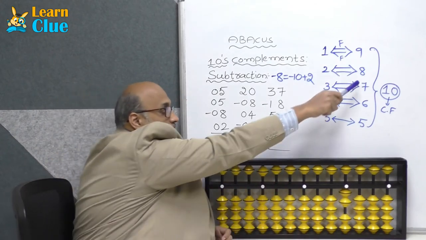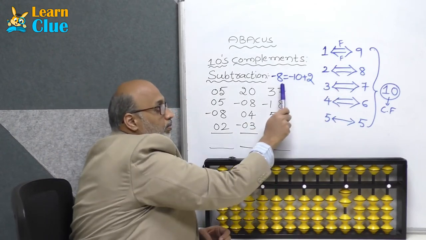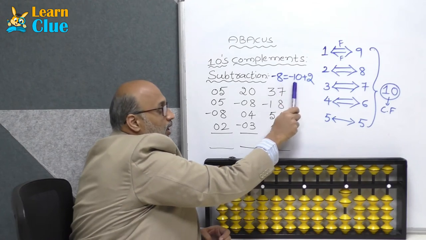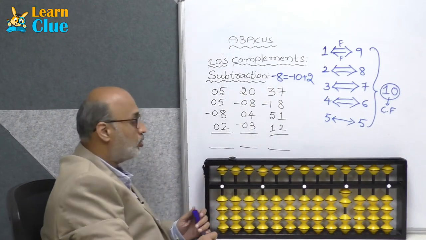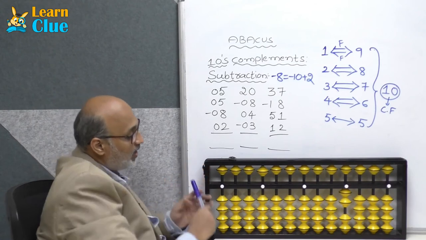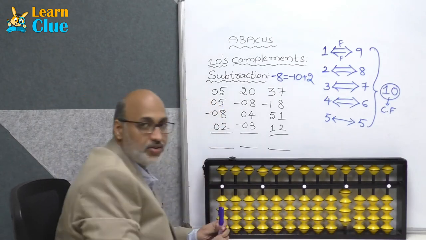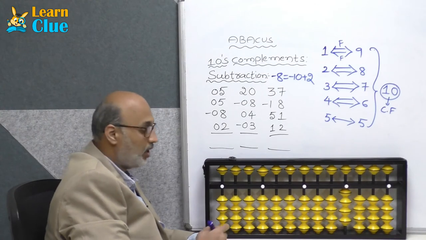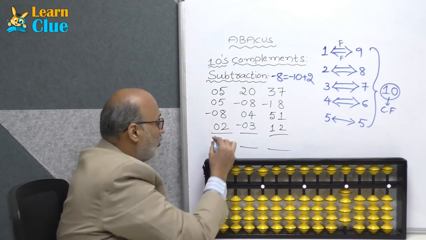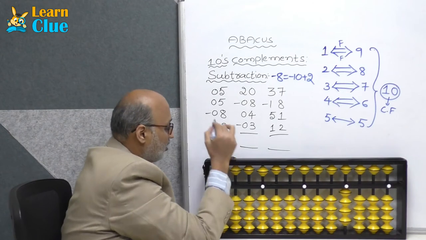Who is the friend of 8? 2. So, minus 8 is nothing but minus 10 plus 2. Okay. Now they are asking again plus 2. Is it possible? Yes, it is possible. Plus 2. Okay. Now tell me what is the answer? 4 is the answer.